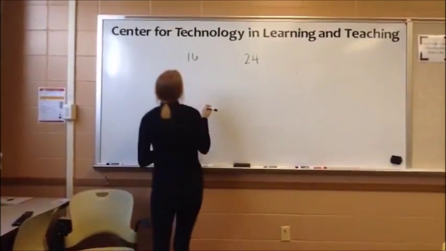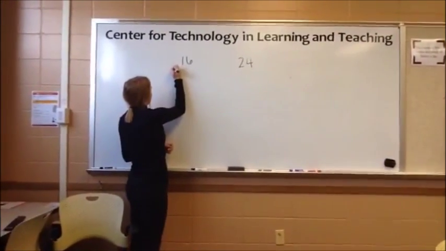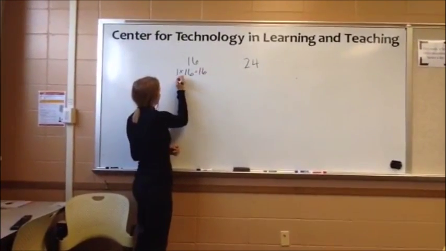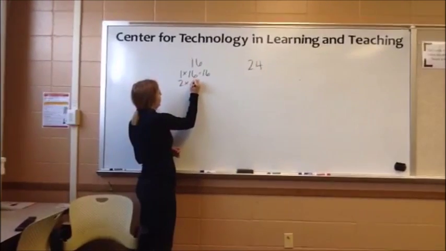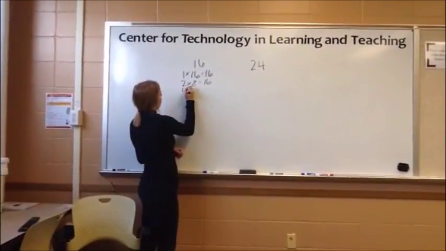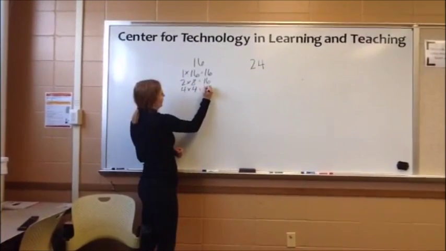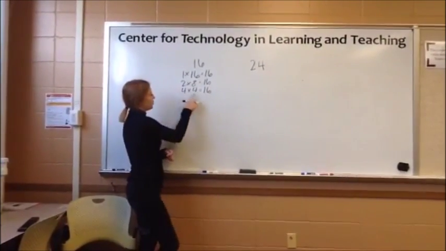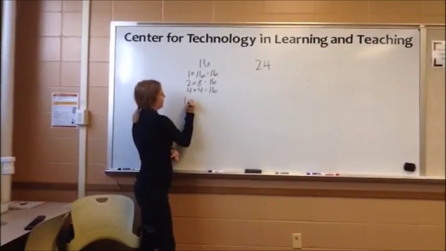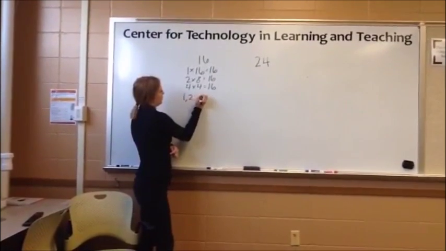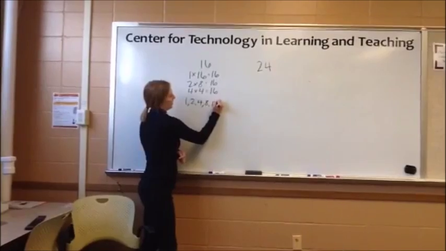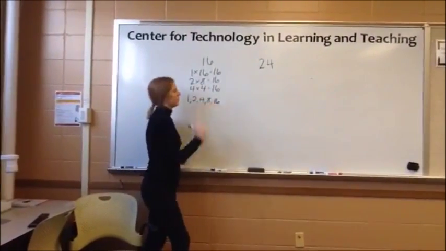So for 16, I know that 1 times 16 gives me 16. I know 2 times 8 gives me 16, and I know that 4 times 4 gives me 16. And because there's two 4s here, I only have to list them once. So I know that my factors of 16 are 1, 2, 4, 8, and 16, which is my list.